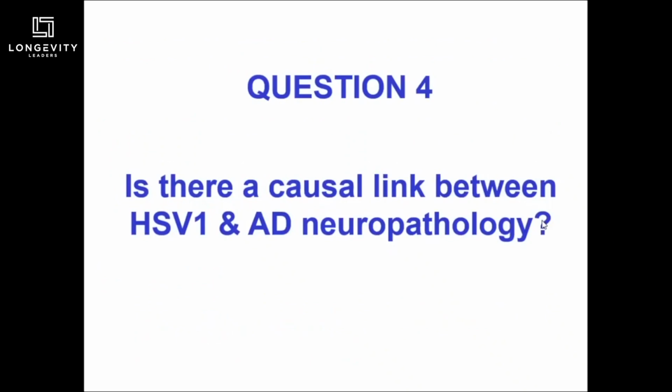So we then went on to ask: is there a causal link between HSV1 and Alzheimer's neuropathology? The main features of the Alzheimer's neuropathology, as you probably know, are amyloid plaques and neurofibrillary tangles. The amyloid plaques are regions of the brain which contain a high proportion of the peptide amyloid, and the neurofibrillary tangles are fibril-like tangles consisting mainly of an abnormal form of the protein tau.